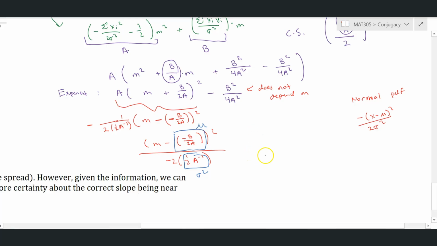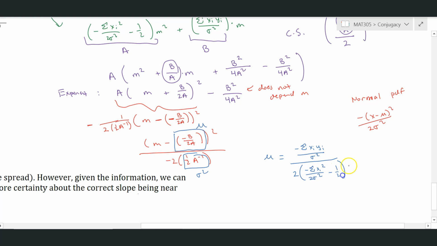Okay, so let's unpack what mu is in terms of this b over a. Mu is going to be negative b, so negative sum of xi yi over sigma squared. Okay, that's the negative of b over 2a. A is negative the sum of xi squared over 2 sigma squared minus 1/2.